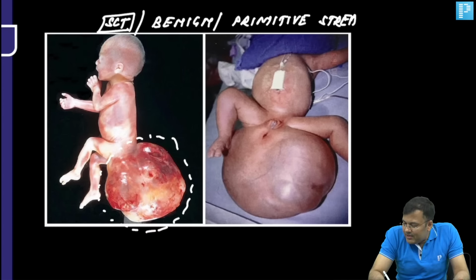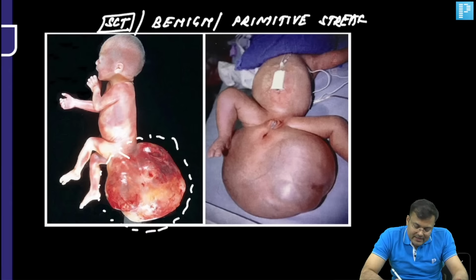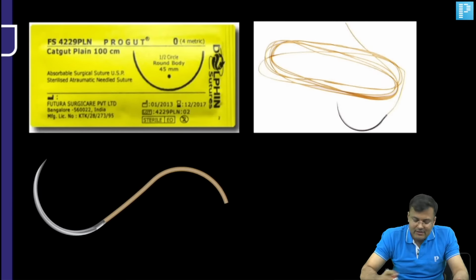Here also what's the treatment? The treatment is complete surgical excision with excision of the coccyx to prevent the recurrence. So it's the surgical excision with excision of coccyx. Sacrococcygeal teratoma कहाँ से arise करता है? It's a derivative of primitive streak. Okay. Now see the next one.